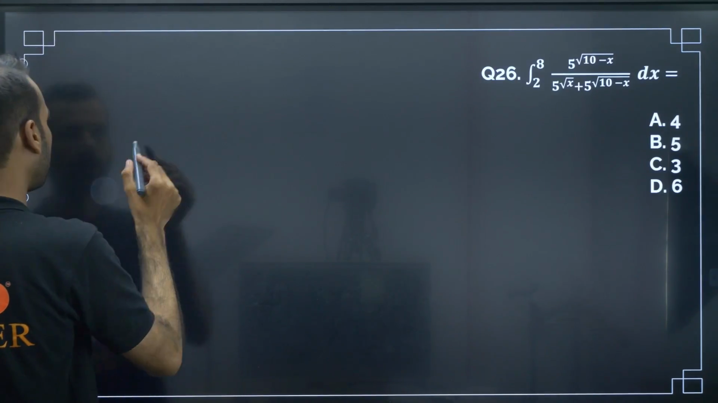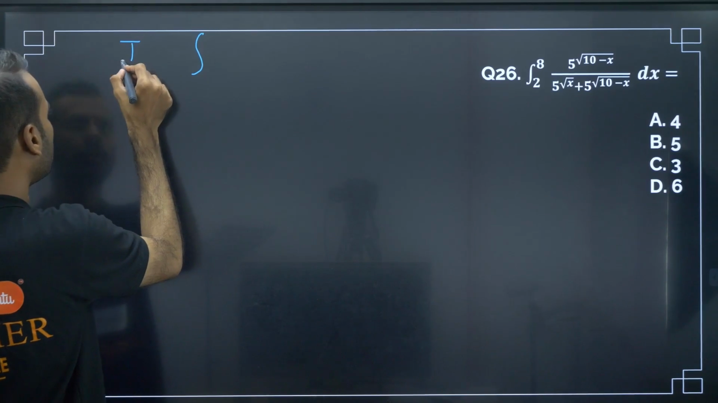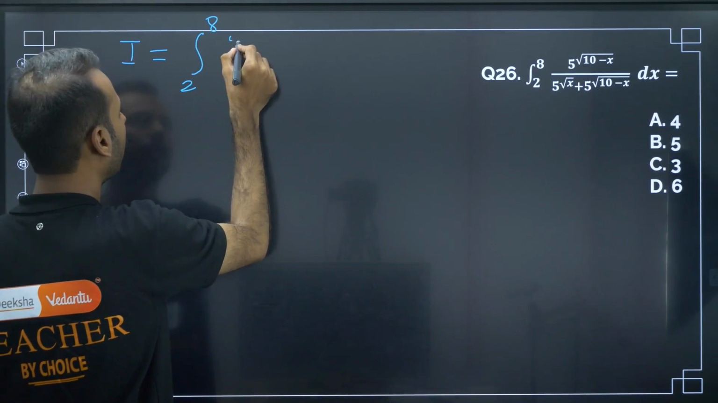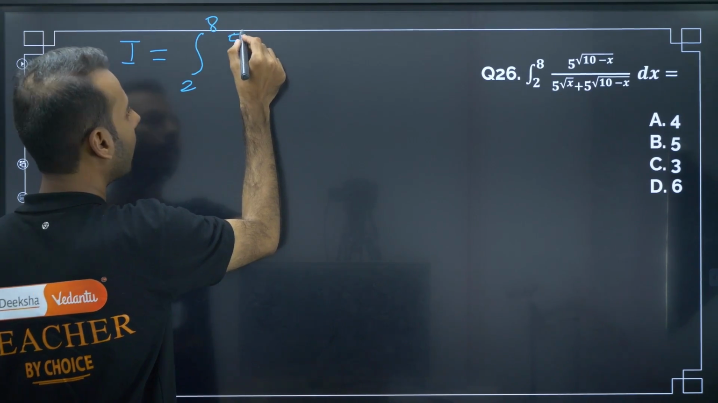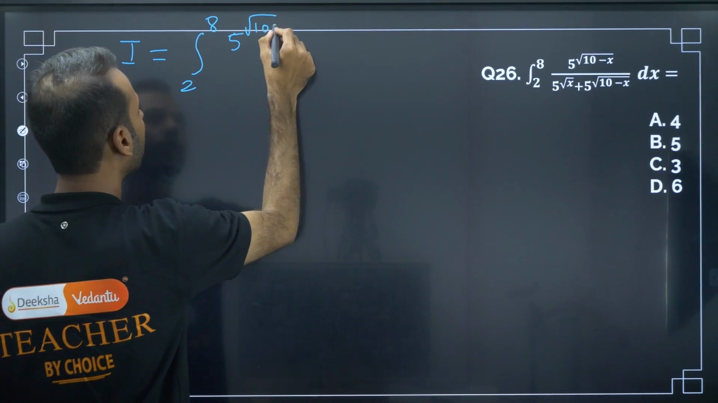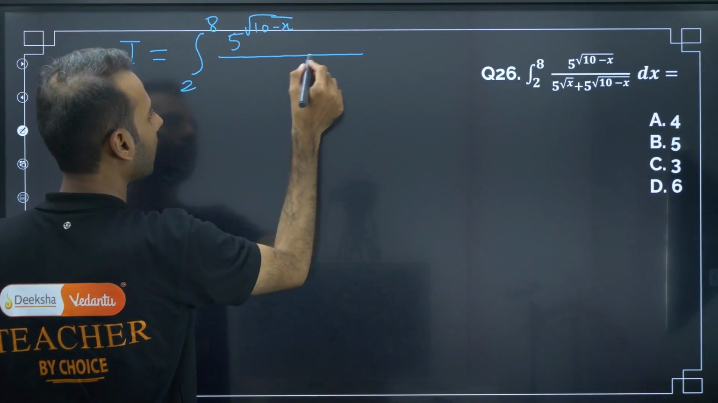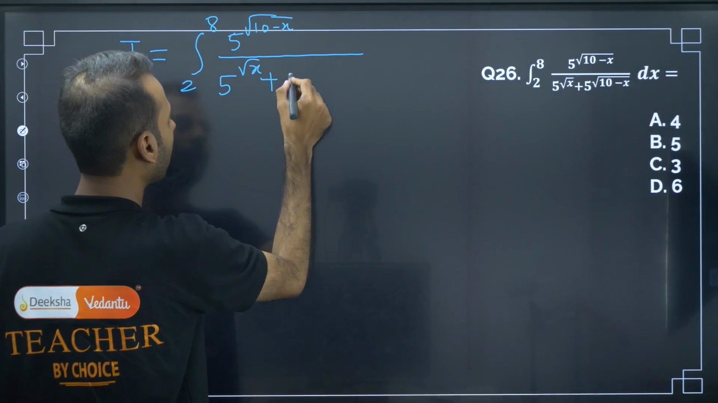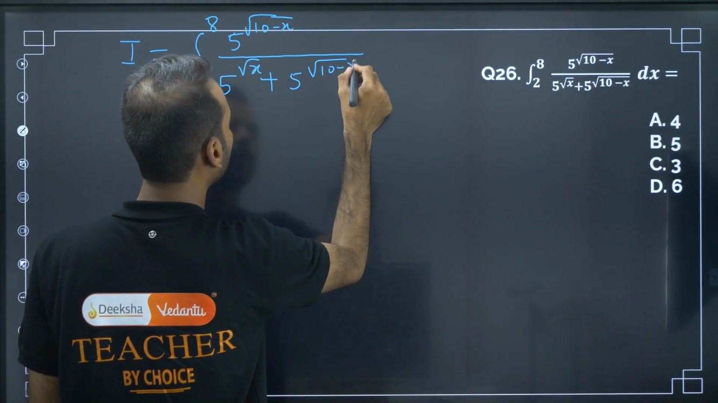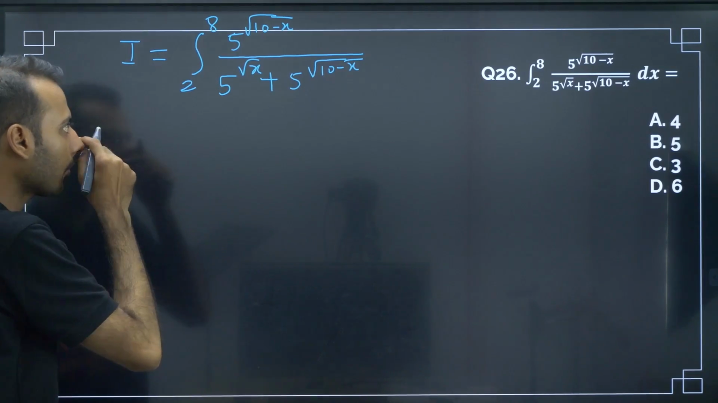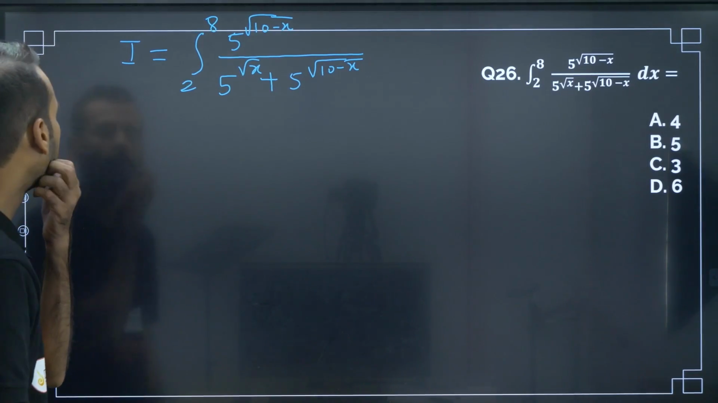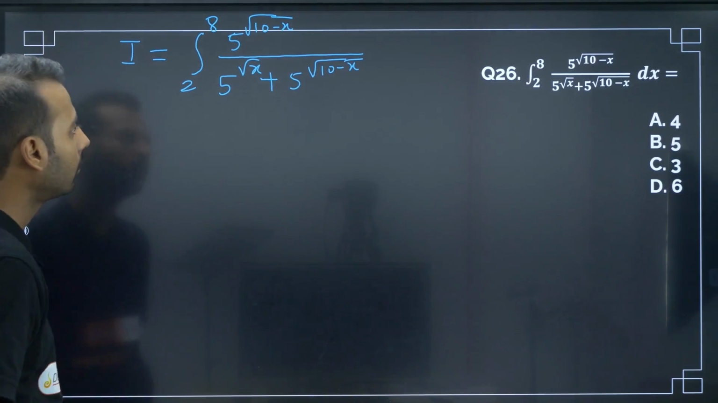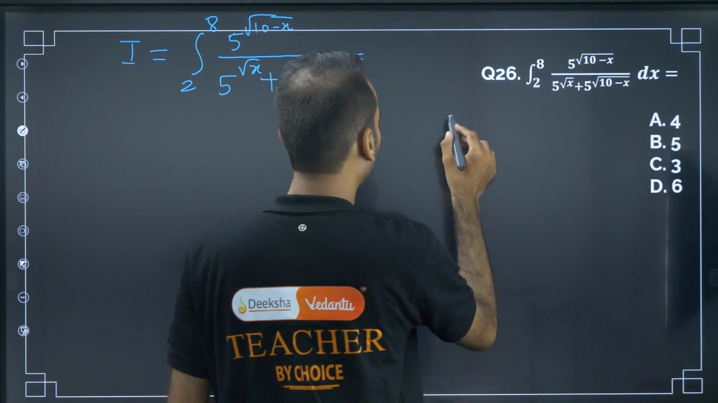Let me copy and paste that here. I is equal to integral from 2 to 8 of root of (10 minus x) divided by root x plus root of (10 minus x), dx. Now, just now we have seen one property. What is that property?